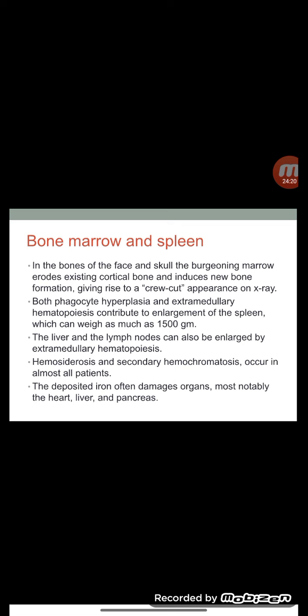Both phagocyte hyperplasia and extramedullary hematopoiesis contribute to enlargement of the spleen, which can weigh as much as 1500 grams. Usually it weighs around 150 grams. The liver and the lymph nodes can also be enlarged by extramedullary hematopoiesis. Hemosiderosis and secondary hemochromatosis occur in almost all the patients. The deposited iron often damages organs, most notably the heart, liver, and the pancreas.